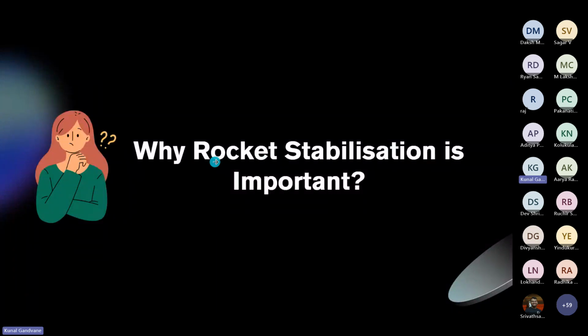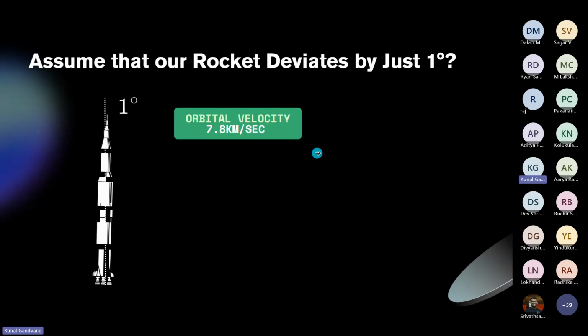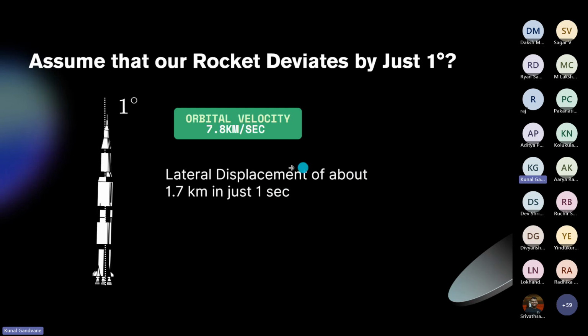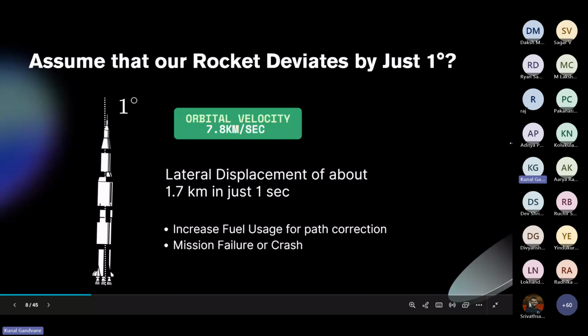So let's move to our example, rocket stabilization. You may ask why stabilization is important, why we have to stabilize our rocket. Assume that our rocket is not stabilized and it's deviated by just 1 degree. For your knowledge, the orbital velocity of a rocket is at least 7.8 kilometers per second, and it can go more. If the deviation persists for a long time, it causes lateral displacement, about 1.7 kilometers in just 1 second. It also increases fuel usage for path correction and can cause mission failure. That's why rocket stabilization is really a big thing.